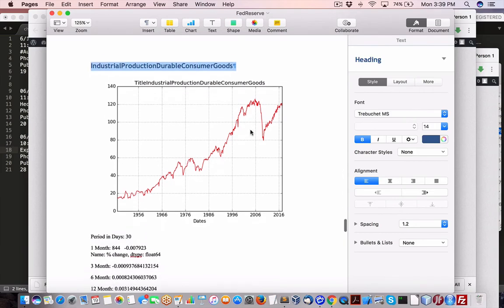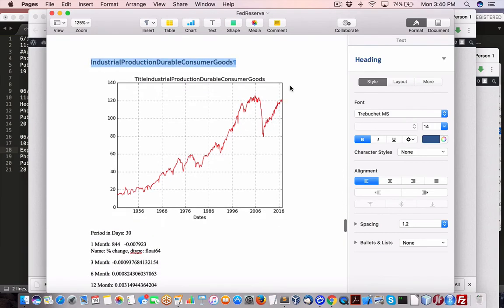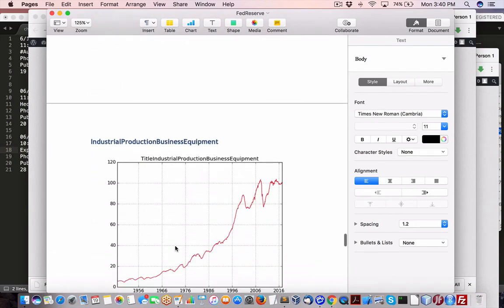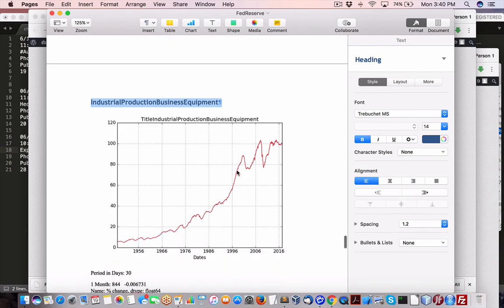Industrial, durable, consumer goods. Now, this is again what's going to affect the consumer. It's been an upswing, but again, last month it's been down, and you won't see this generally in news, but there's been 2 negative months versus 1. So again, it may indicate that there is some negative going on, as you can see here in this 3-month average. Okay, industrial production, business equipment. This is for obviously commercial product.